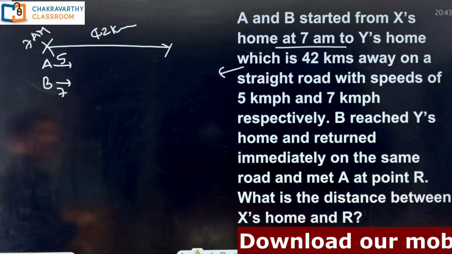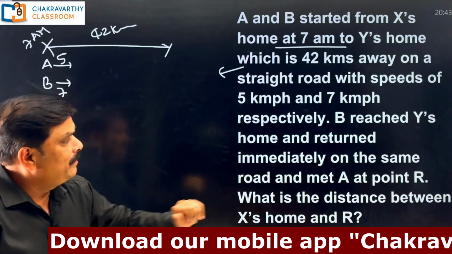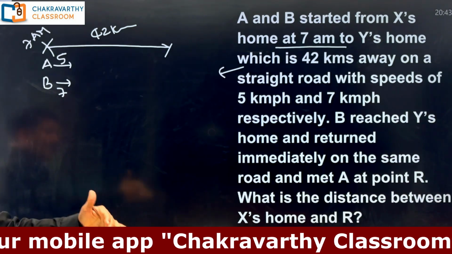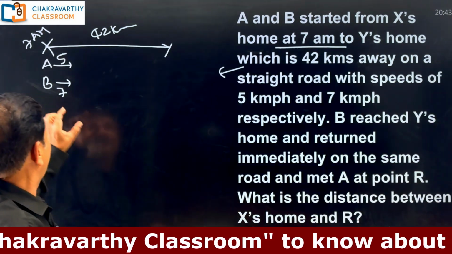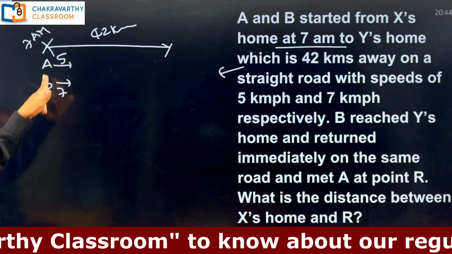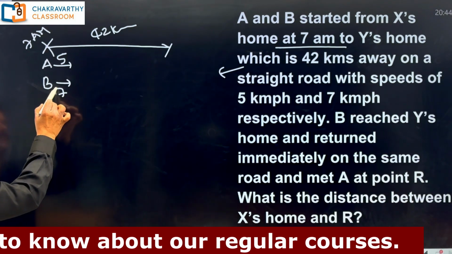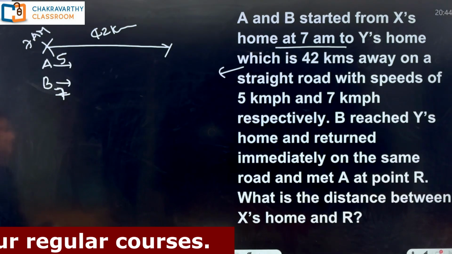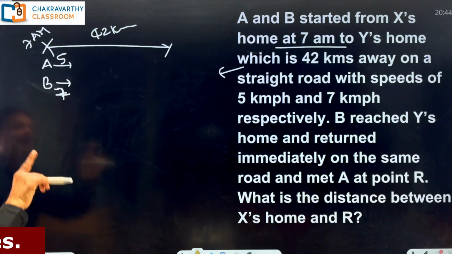Now the next sentence they are giving: B reached Y and returned immediately on the same road and met A at point R. Then what is the distance between X and R? Obviously students, when they started at the same time, two persons are having different speeds. Obviously the person who is moving faster than the other person would move forward when compared to the other person, right? The same thing happened here.